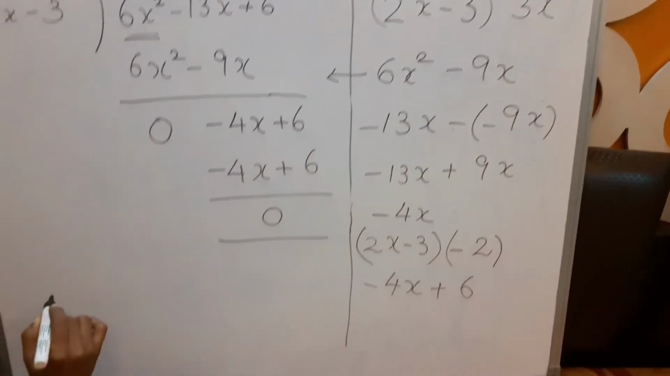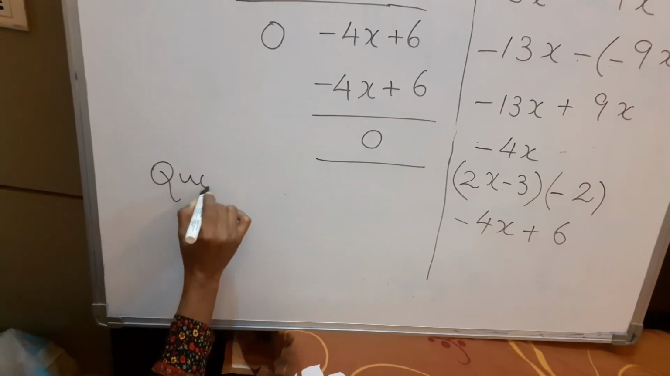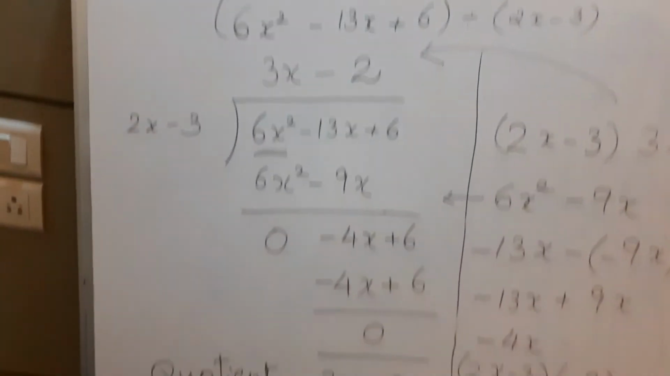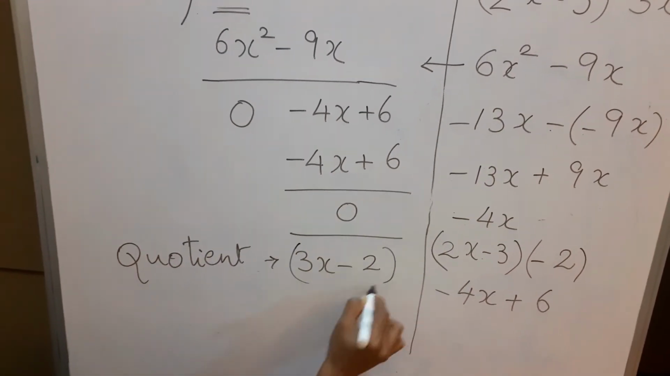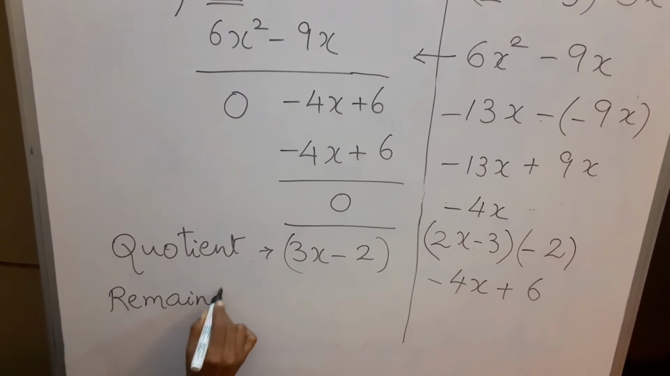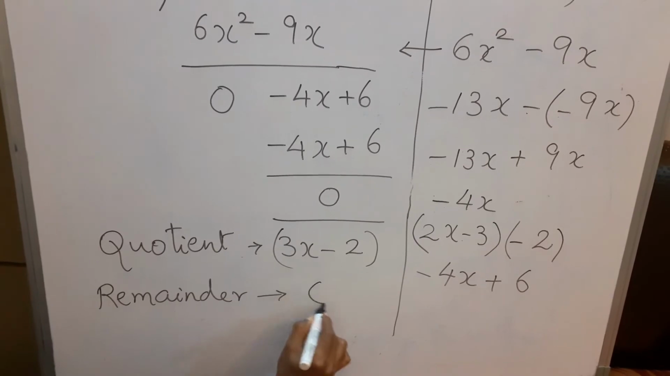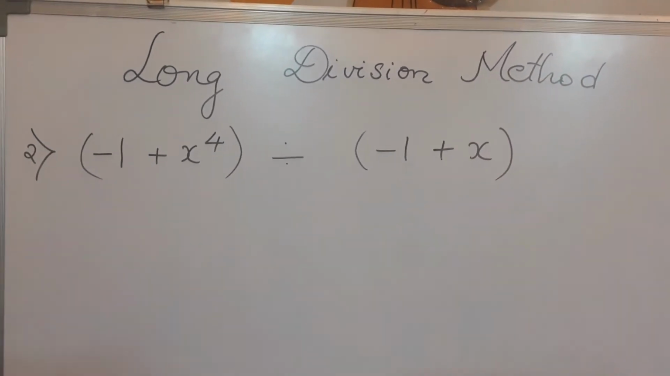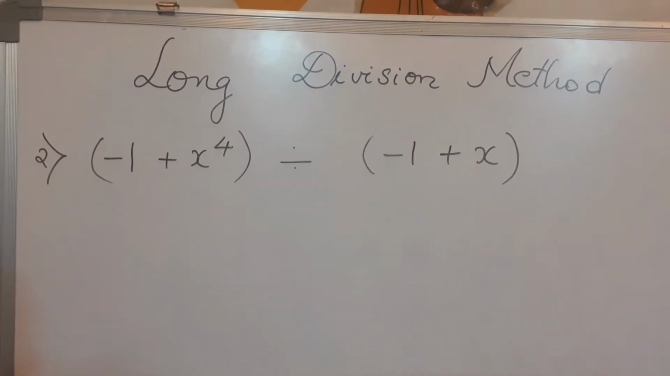So when you write the answer, you write your answer in the standard format. Quotient is 3x minus 2 and remainder is 0. The next problem: minus 1 plus x raised to 4 divided by minus 1 plus x.